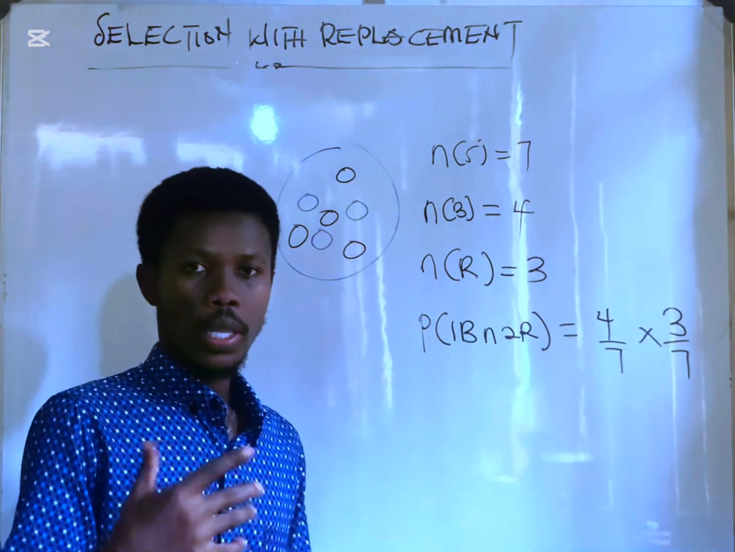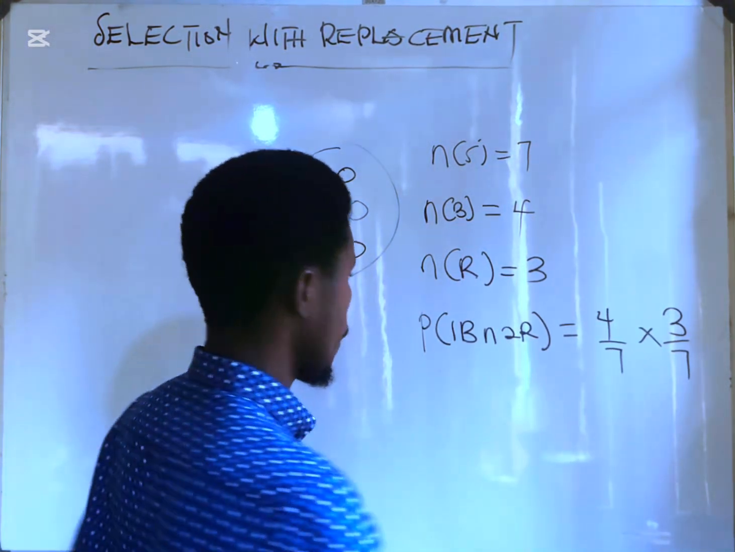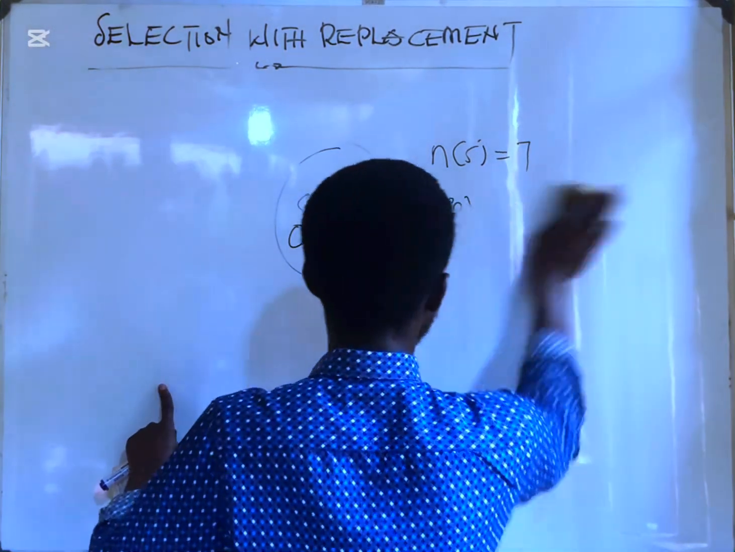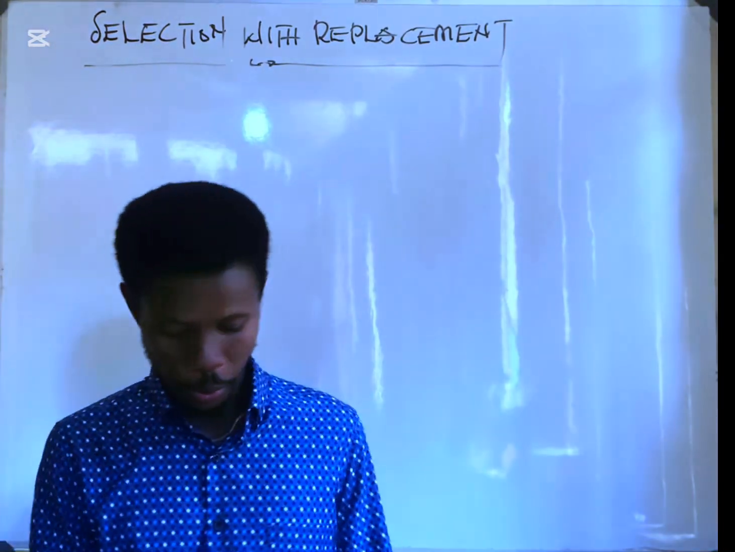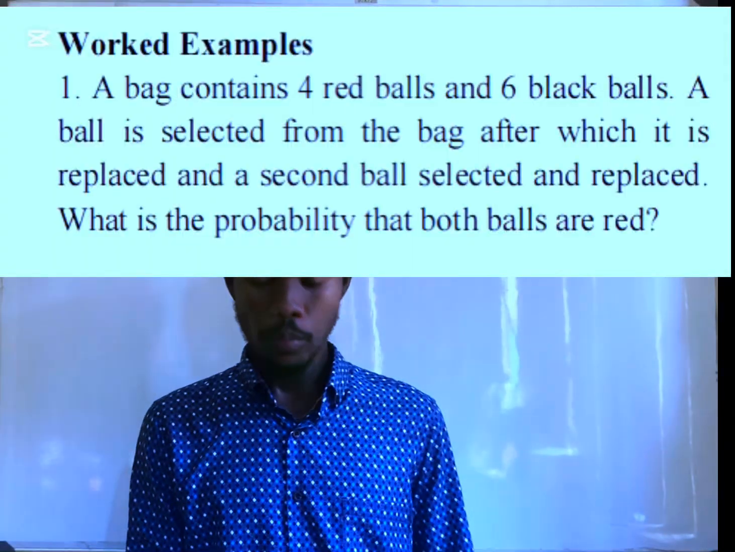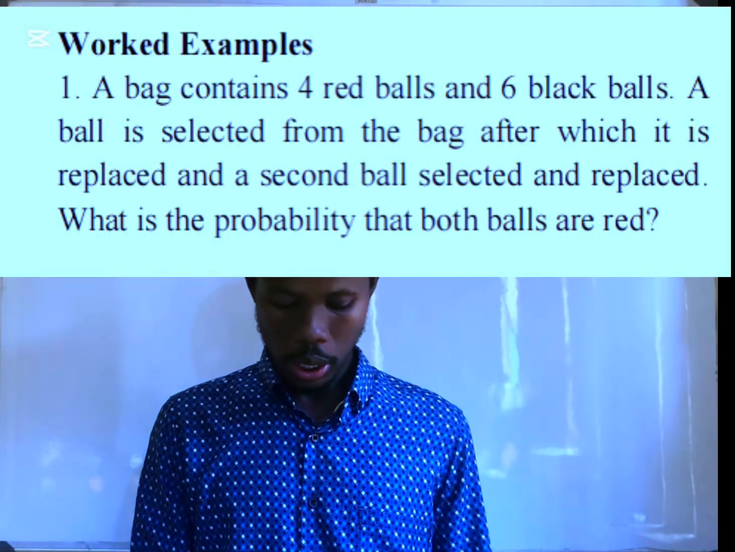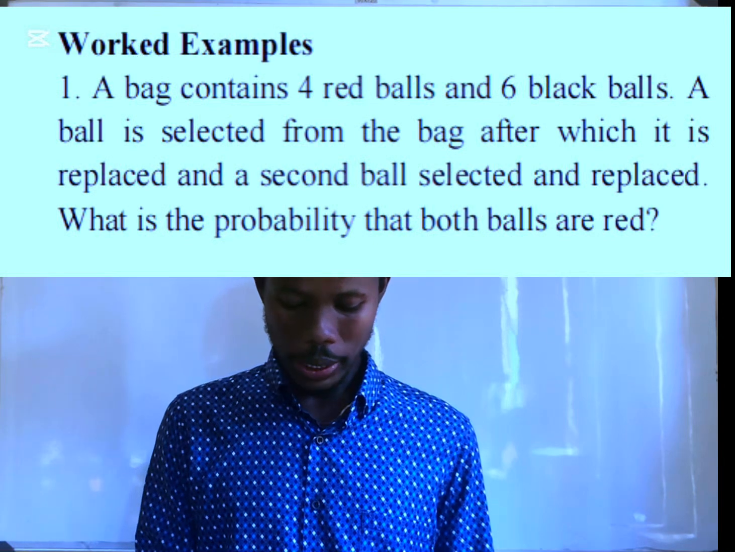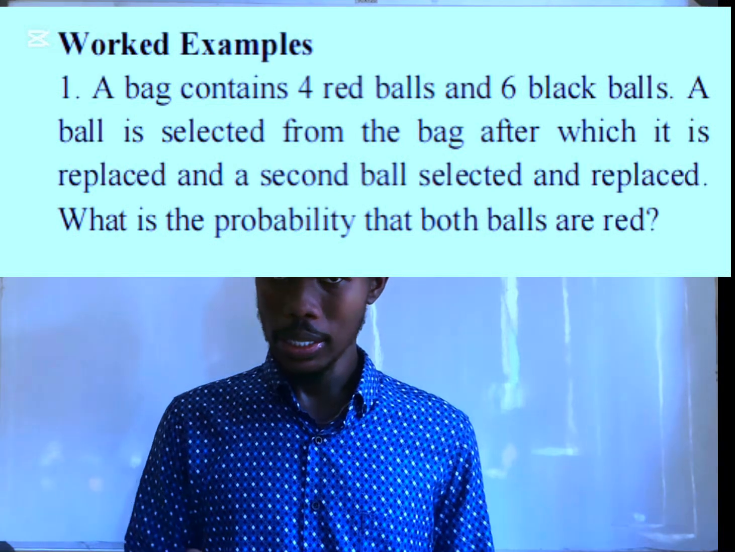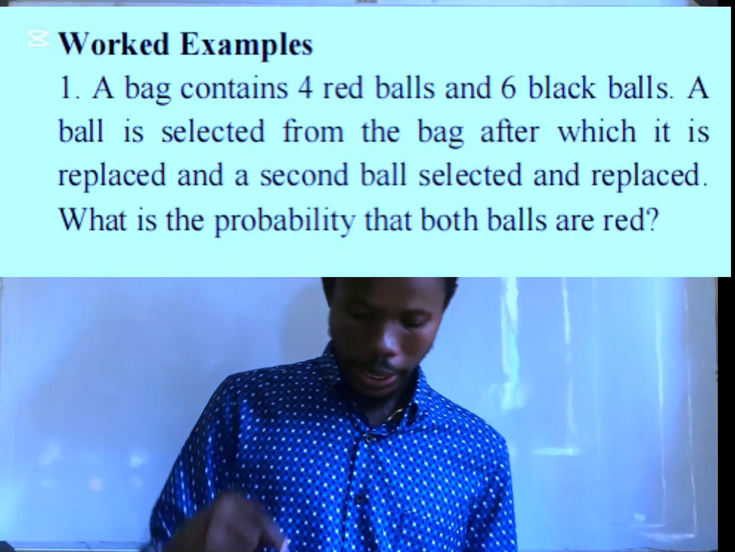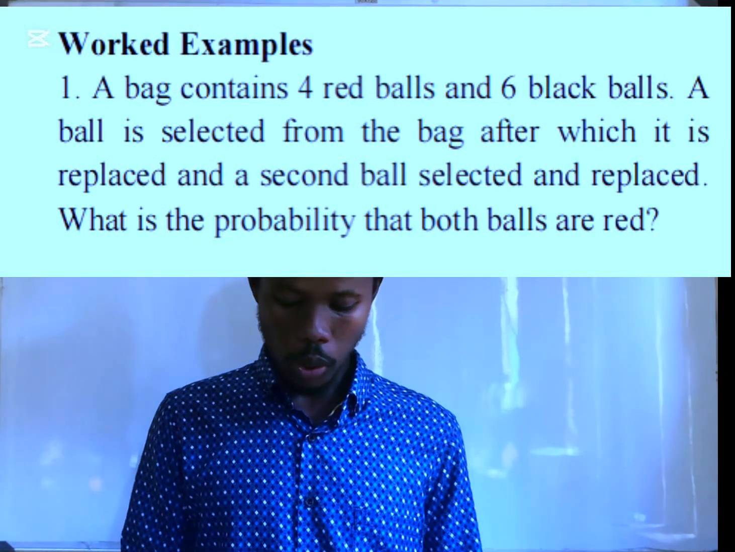So, now let's also look at some examples of this. Let's look at the first example. A bag contains 4 red balls, okay, and 6 black balls. A ball is selected from the bag, after which it is replaced. So after selecting the ball, you replace it. A second ball is selected. So first ball was selected, and then the second ball was also selected and also replaced. What is the probability that both balls are red?